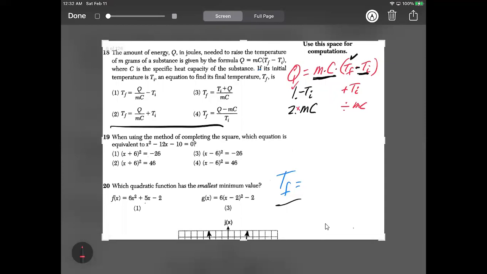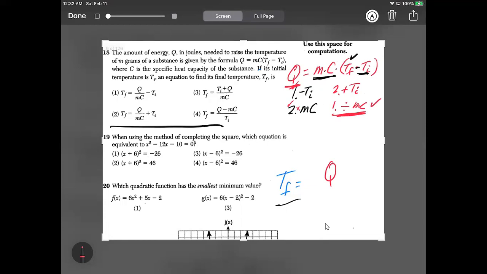Now, we did this one first. We did this one second. When we're trying to get the T sub F, we're going to reverse the order. We're going to do this one first, and we're going to do this one second. So we started with Q by itself. So we're going to start with Q on this side, and then we're just going to do these two steps.